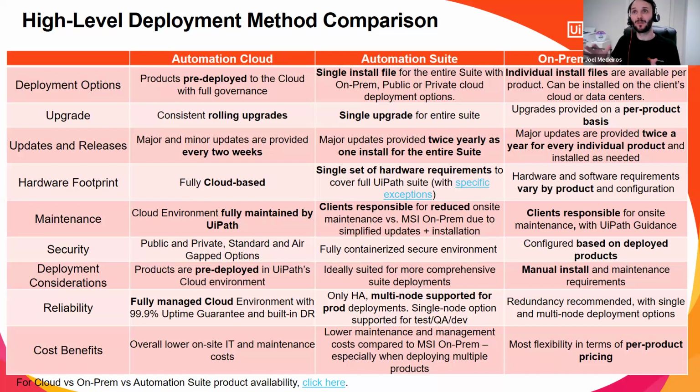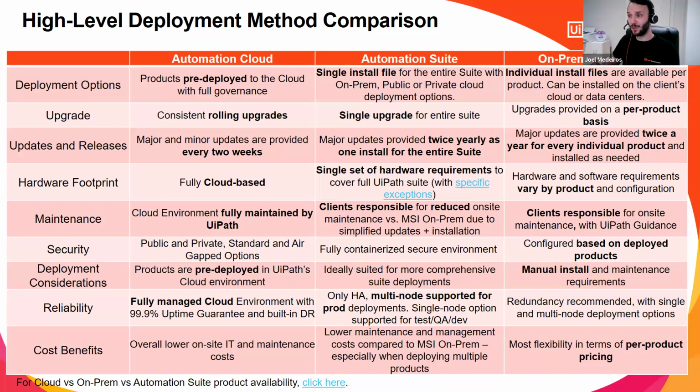But it depends on the product. My opinion is it depends on the product you are going to install on premises. If you have a slim installation, right? If you just have Studio, Assistant, Orchestrator on premises, it's probably cheaper than having the full Automation Suite, right? Because when you install the Automation Suite, you need a pretty big hardware, because it's all in one place.